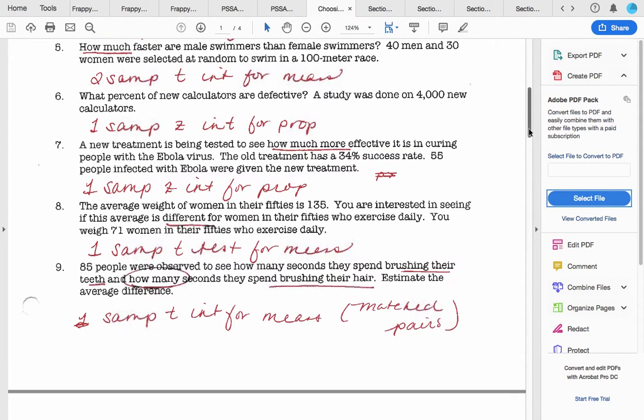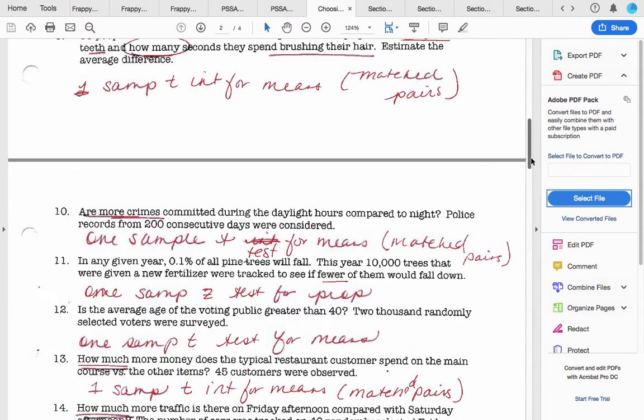All right, here's one under the matched pairs. 85 people were observed to see how many seconds they spend brushing their teeth and how many seconds they spend brushing their hair. Estimate the average difference. So you're estimating the average difference, so there's the interval. It's an average, so it's means. Now I have 1 sample here: there's only 1 sample of 85 people. We are recording 2 things on them, but these would be dependent on each other because they're coming from the same group of people. So that's why it's a matched pair.